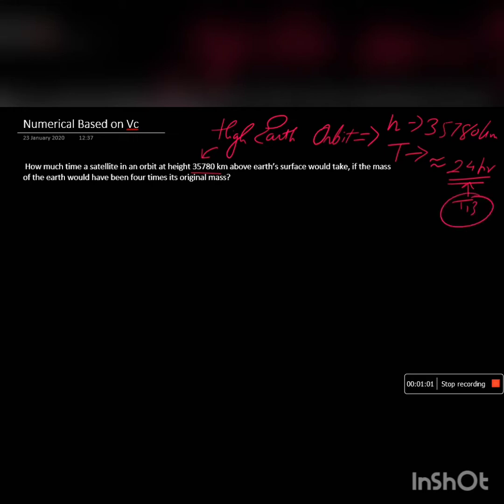If the mass of the earth would have been 4 times its original mass, so what more information is given? The mass of the earth would have been 4 times. So if mass in case 2 equals 4 times the original mass, how much time? So we have to find the new period of revolution. So what is the first period of revolution?